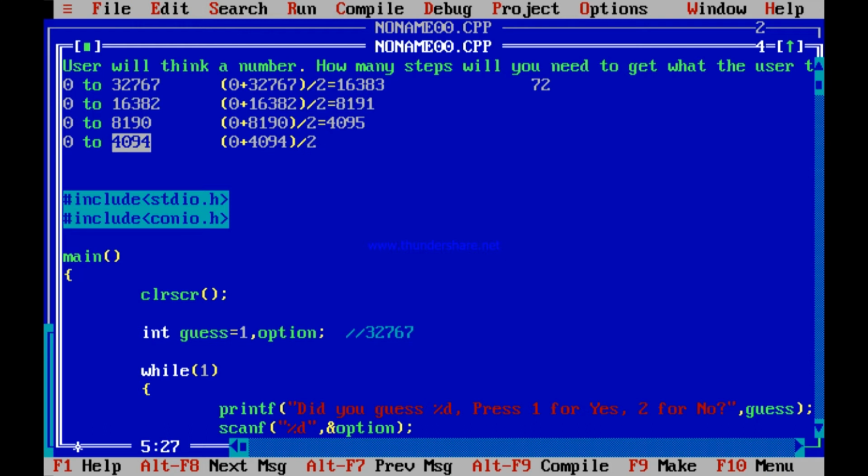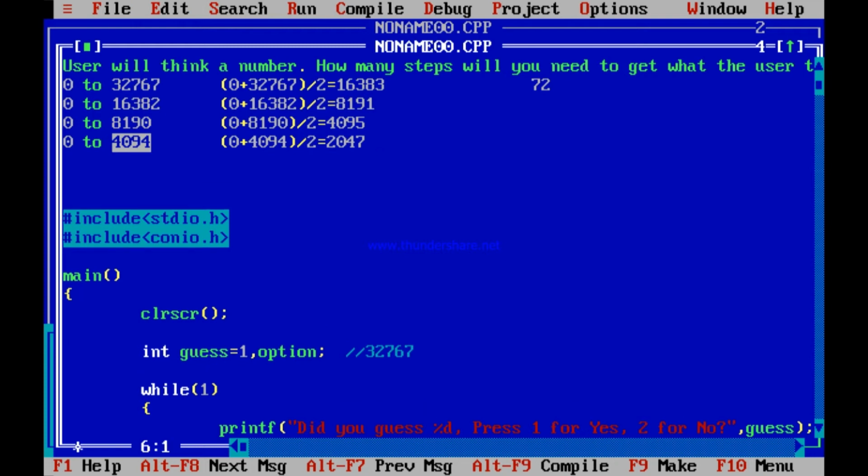You will find out very easily where I want to reach. 0 plus 4094 by 2. What is that? It is 2047. So you ask the user, did you guess 2047? Lesser than that? More than that? User says lesser than that again. So 0 to 2046 is your limit. It cannot be more than 2046 because it is lesser than 2047. So it can be maximum 2046. So again you tell the user, did you guess 0 plus 2046 by 2? That is, the number is 1023. Did you guess 1023?